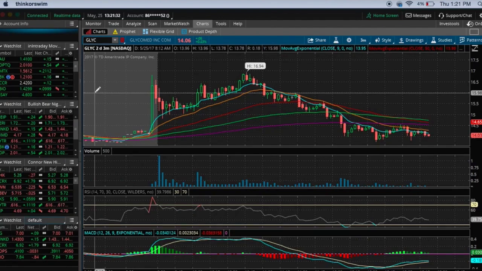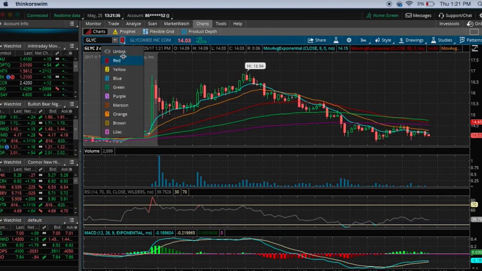And it's a really cool tool they implemented, right? If you go up here in this little spot right here, you can make it lilac, brown, orange, maroon, purple, green, whatever one. I always do red.